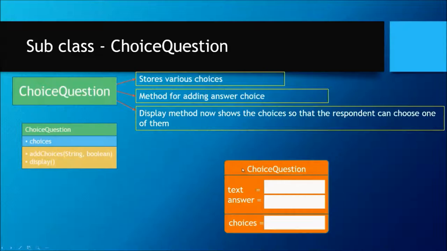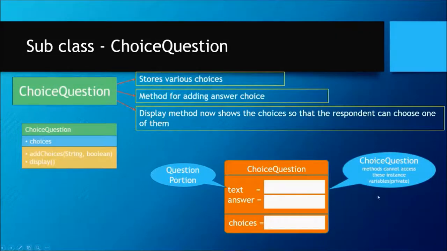So when we talk about choice question, we will have a question itself in the form of text, and then we will have an answer that would be the correct answer, and then we'll have different choices. Now when we take a look at this diagram in here, we know that the text and answer, they both are the instance fields that belongs to the question class. So only new thing in choice question is going to be the different choices that you're going to give in your question.